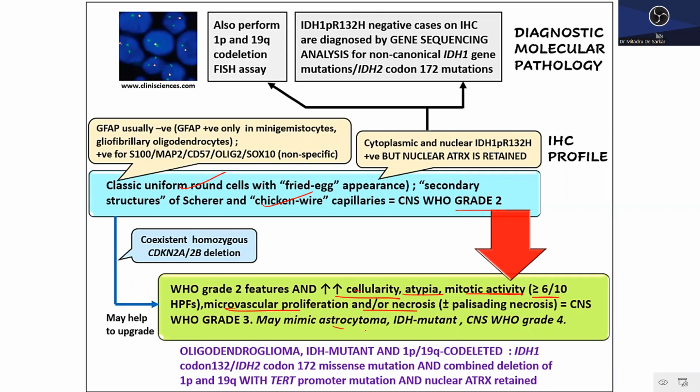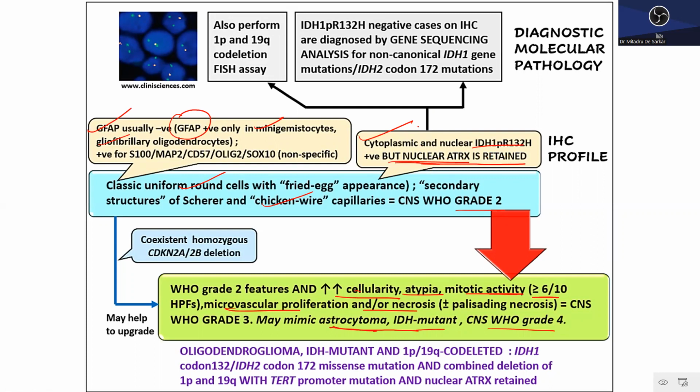And sometimes they will mimic astrocytoma of the IDH mutant and WHO grade 4 categories. How will IHC help? Keep in mind that GFAP, unlike your astrocytomas, oligodendrogliomas usually lack GFAP expression. However, there is a population of mini gemistocytes and gliofibrillary oligodendrocytes, which will show small bellies of GFAP positivity. Most importantly, the IDH1 R132H protein will be expressed in both the cytoplasm and the nucleus, but unlike the IDH mutated astrocytomas, nuclear ATRX will be retained in the case of oligodendrogliomas.